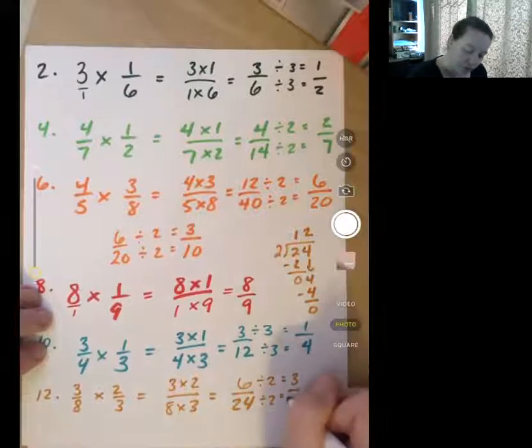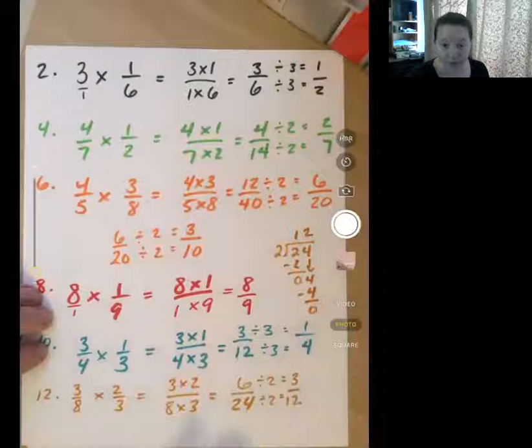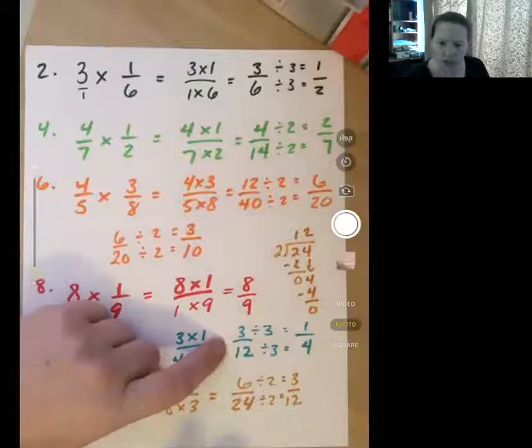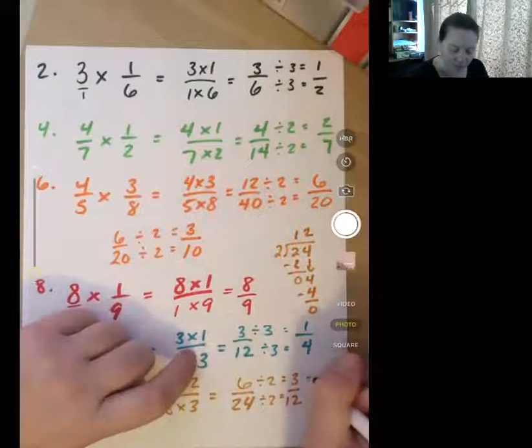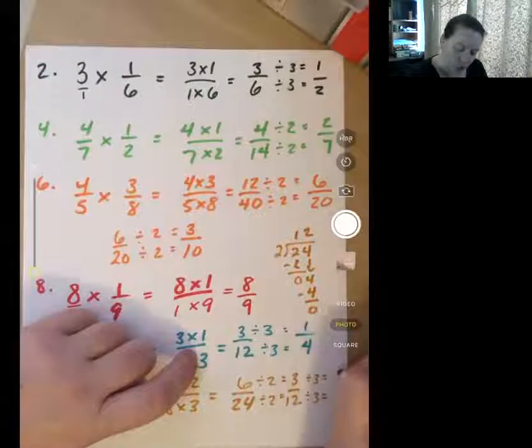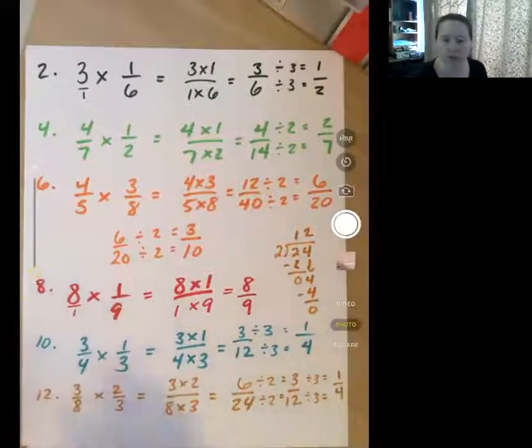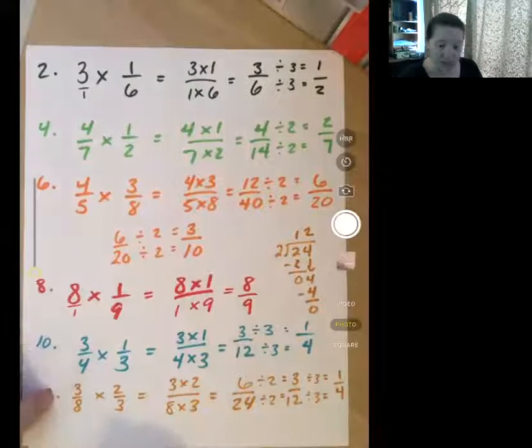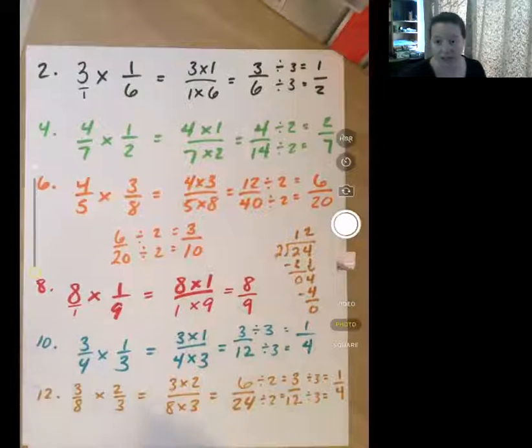So I now have 3/12. Well, we had 3/12 before, just in the previous problem. And there we divided by 3, which gave us 1/4. So 3/4 times 1/3 is equal to the same amount as 3/8 times 2/3. Fancy that.